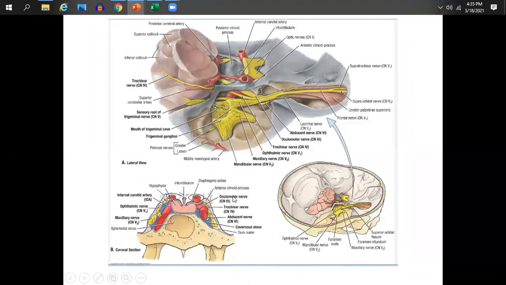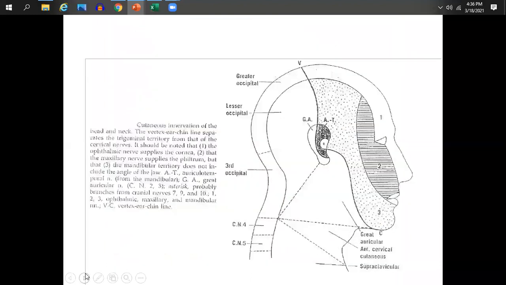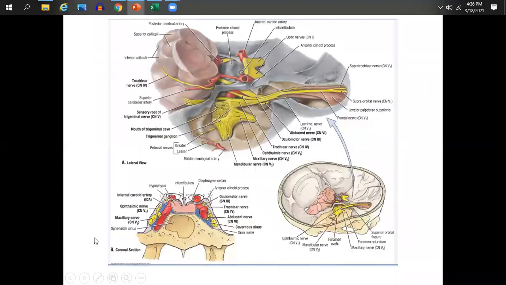How much did she talk about the cavernous sinus and how much did she talk about cranial nerves in lecture today? Hello? Did someone say anything? Nobody said anything. Oh, I think I didn't hear the question. I'm sorry, what was the question again? So how much did she talk about cranial nerves? Did she only talk about trigeminal and did she want you to know more?